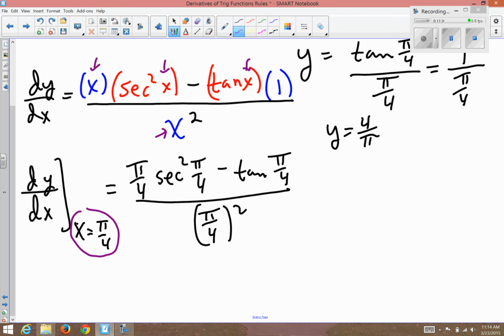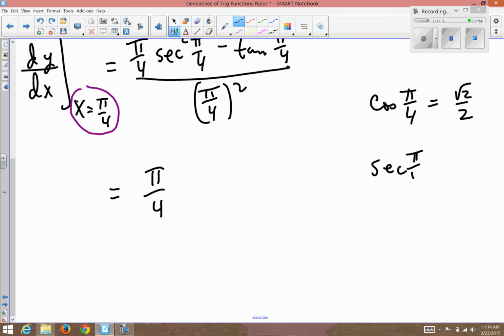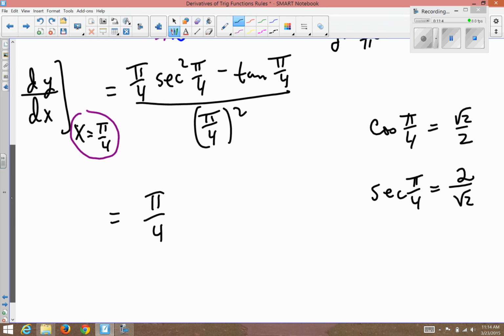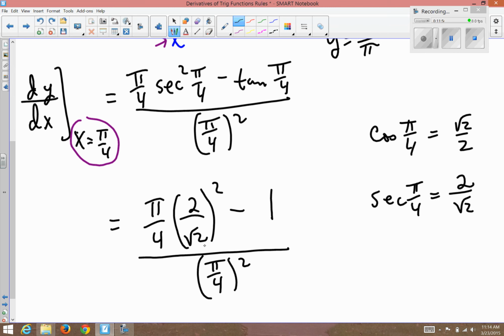Pi over 4 is 45 degrees. The cosine of 45 degrees is radical 2 over 2. The secant is the reciprocal of cosine. Where it says secant pi over 4, we put 2 over radical 2. But it's secant pi over 4 squared. The tangent of pi over 4 is 1. Copying everything else.